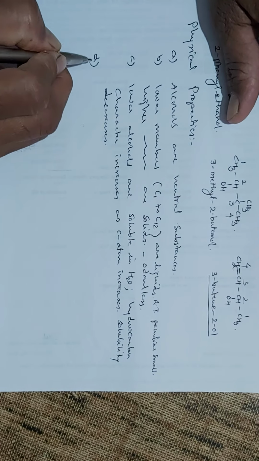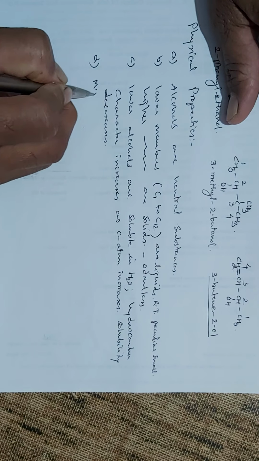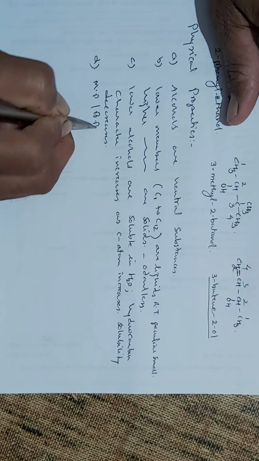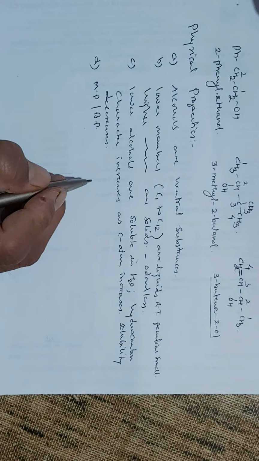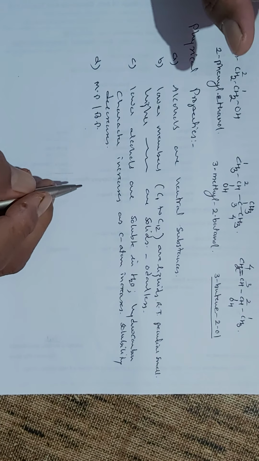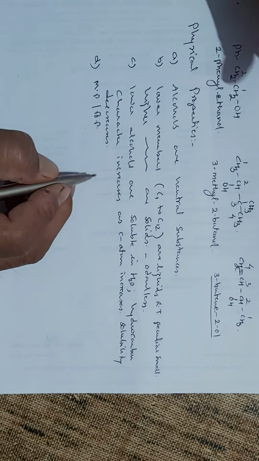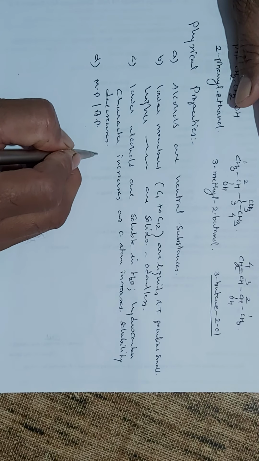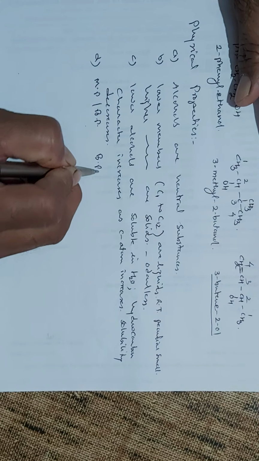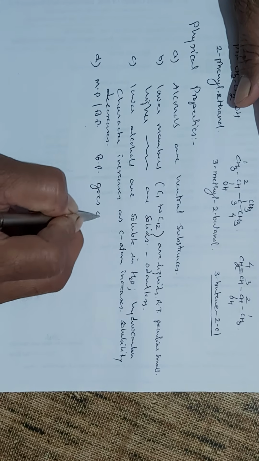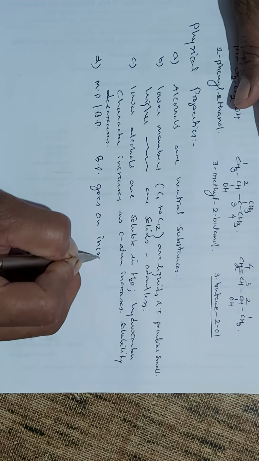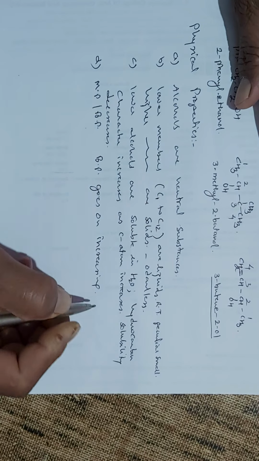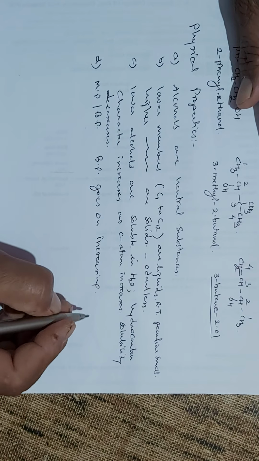The fourth property is the melting point and boiling points of the alcohols. So the first few members are liquids, and the melting points and the boiling points go on increasing as the number of carbon atoms increases.